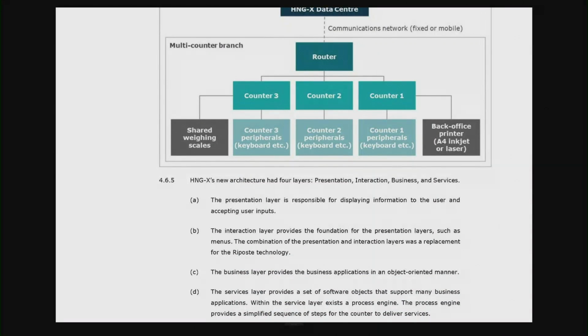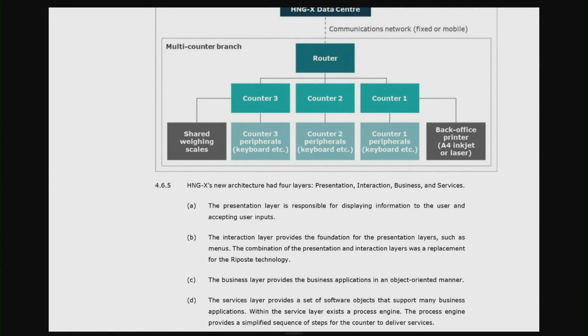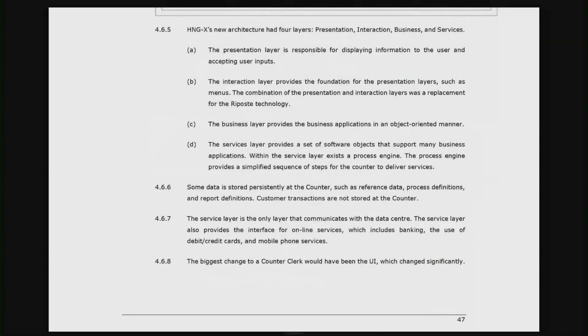Yes. You say that the service layer is the only layer of communication with the data center. Can you explain that, please? It's that all the functionality for communication resides in the service layer, and that's simply what I'm trying to communicate there.